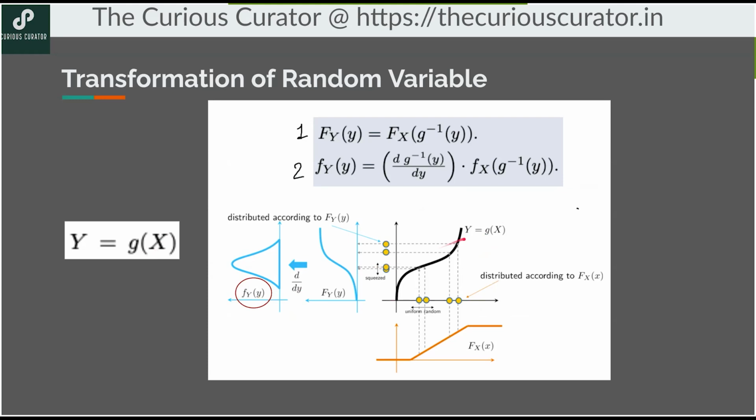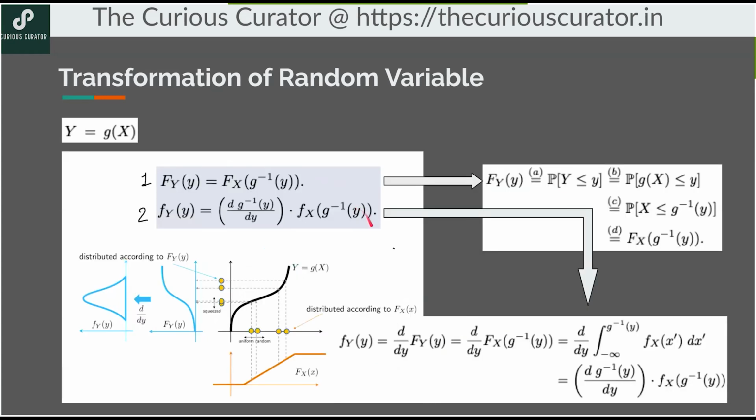So it's a two-step process. First you find the g inverse, and your CDF of y is just your CDF of x, and you feed in the value of x as g inverse of y. So that's the first step. Second step is you just take the derivative of your CDF of y, and you get your PDF of y, right? The relationship. And this is what I just said. The two-step process.